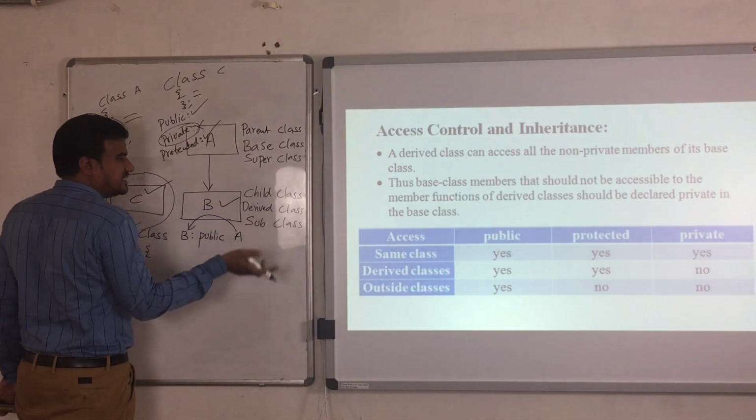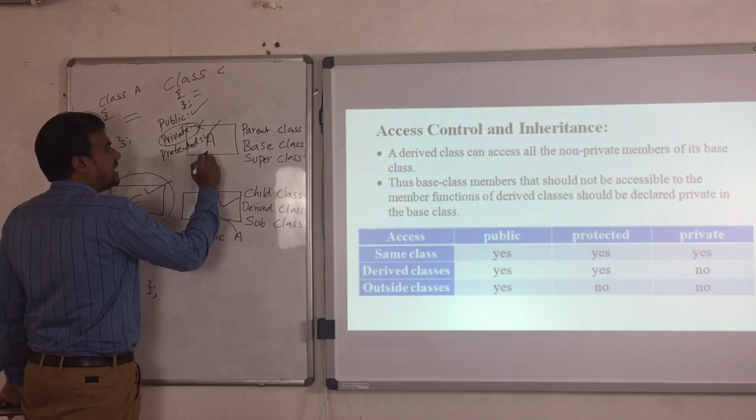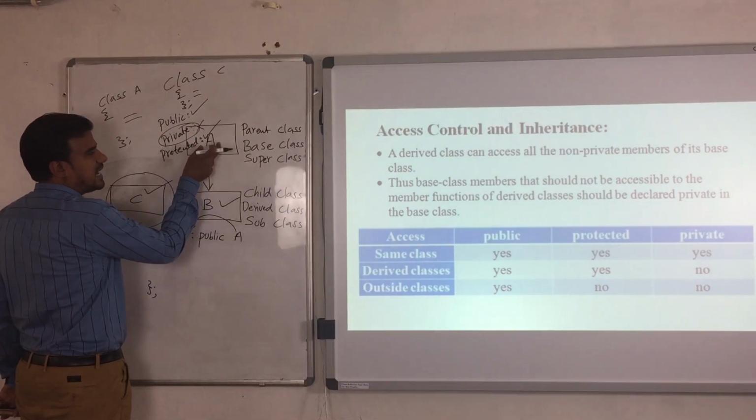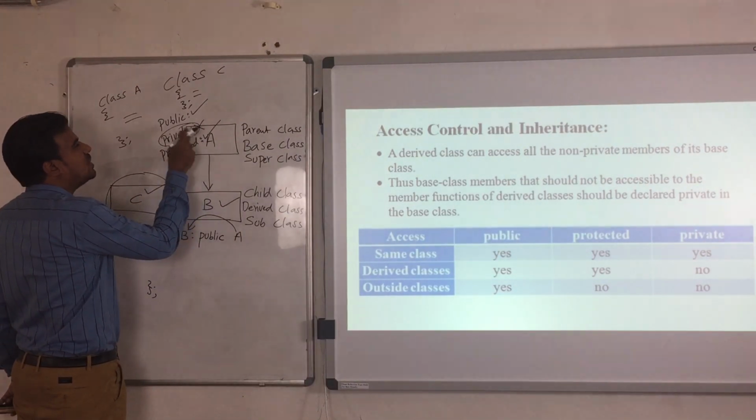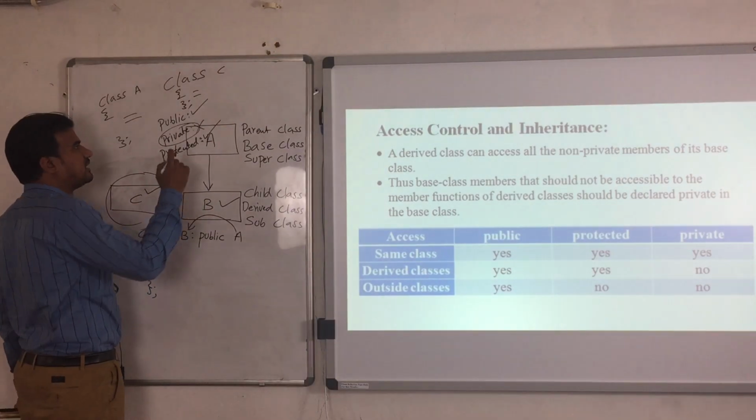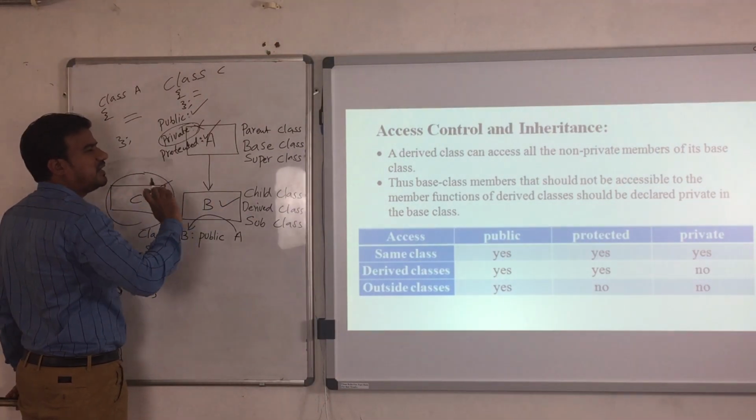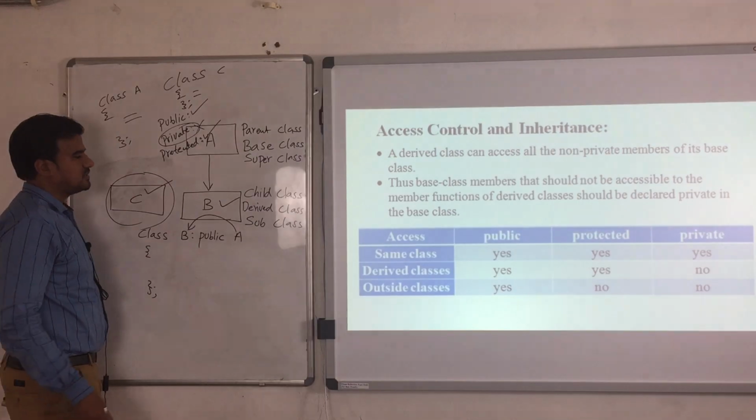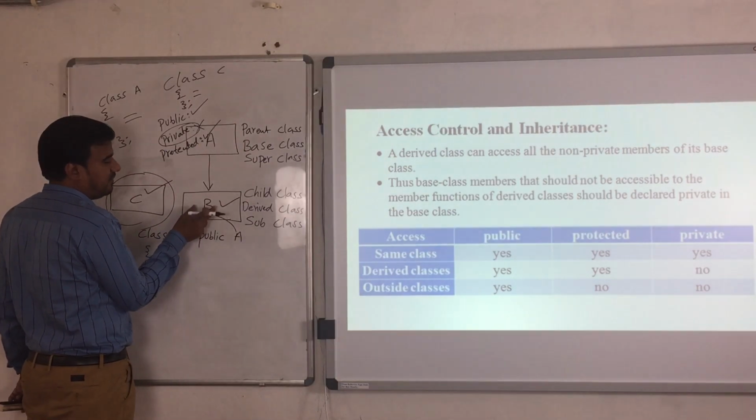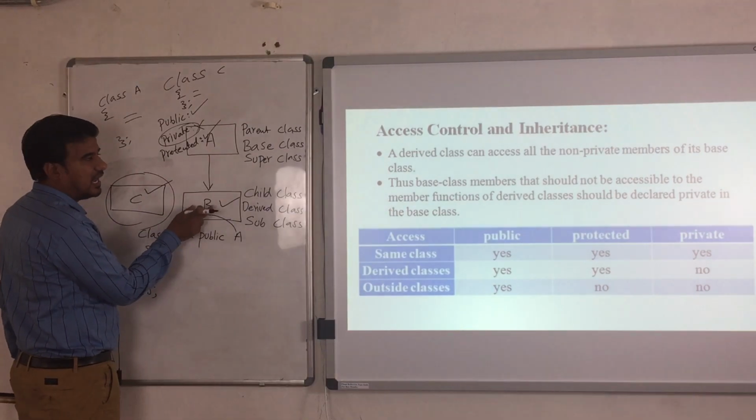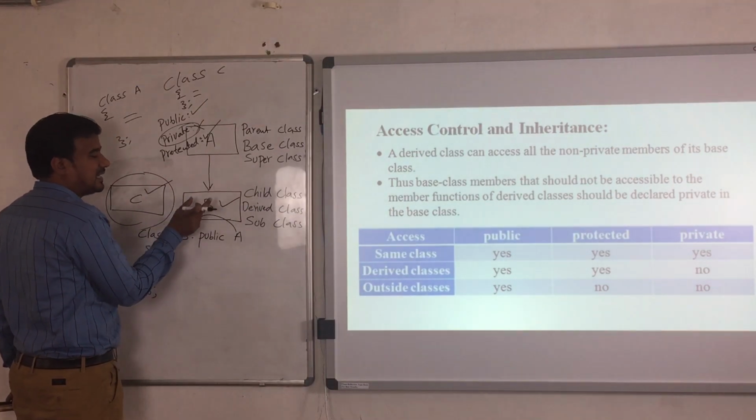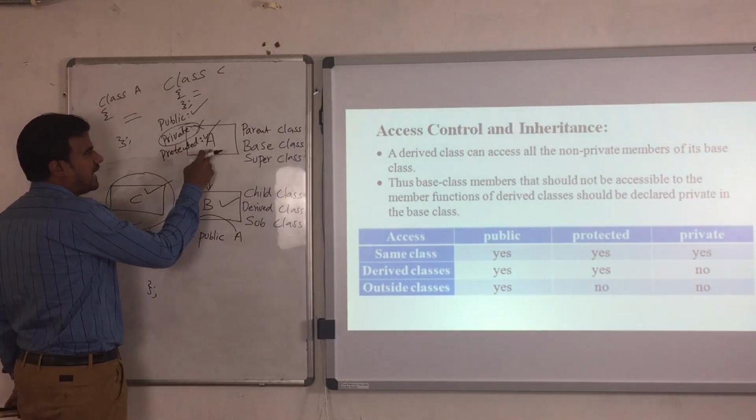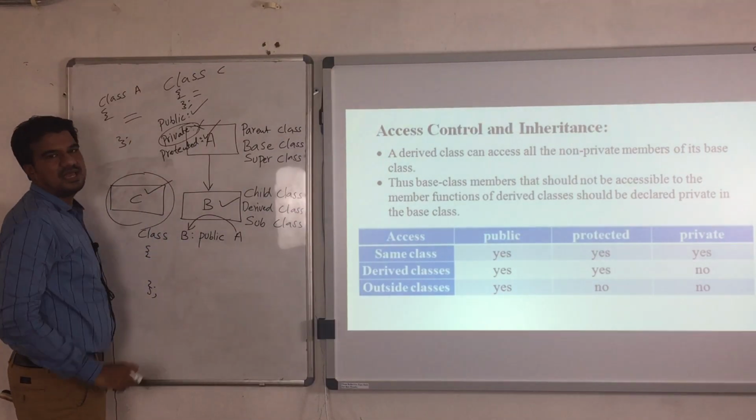If you are talking about inside the class or same class, that means any method, any function inside this A class itself, any function inside this A class can have the access right to all the data members. It can access public data members, private data members, and protected data members. Yes, any method, any function inside B class can have the access to only public data members as well as protected data members of A class, because this B class is derived from A class.